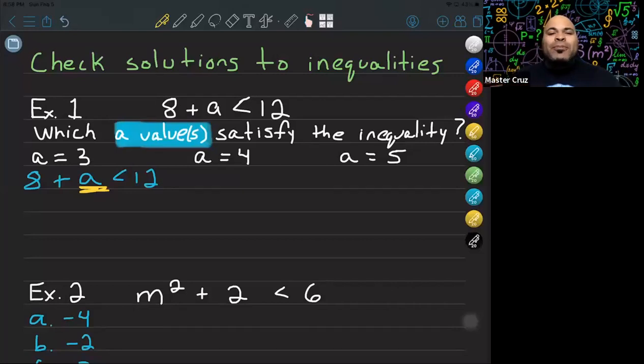And today we're going to talk about checking solutions to inequalities. So let's jump right into it. Example 1 says 8 plus a is less than 12.